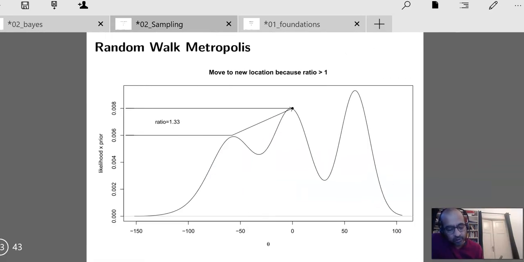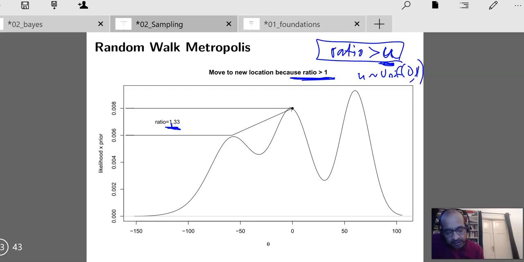In that case, I will always move to this new location, because the ratio, which is 1.33 here, is going to be greater than 1, and this ratio will always be greater than u, no matter what u happens to be, because u ranges from uniform 0 to 1, so u can never be bigger than 1. So this condition is satisfied. Whenever a proposal is a move to a higher density region, that move will happen.